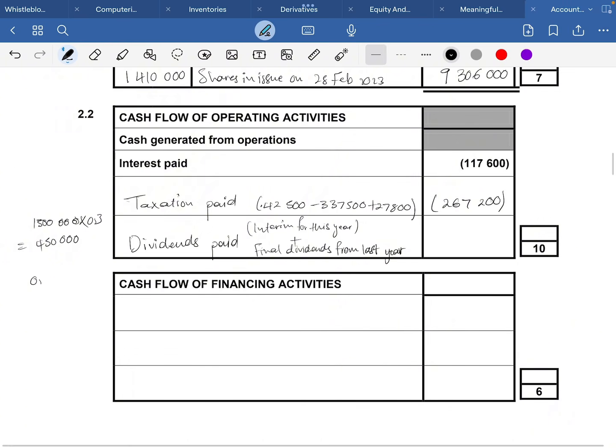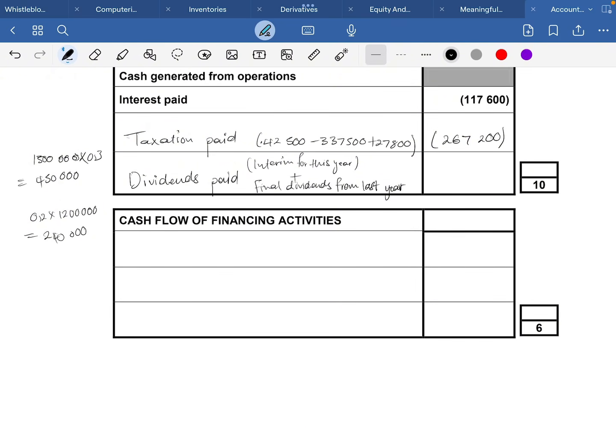And then the final dividends that we declared last year is 24 cents. But it only applies to 1,200,000 shares, because we remember that we only issued the 300,000 shares this year. So we declared on 1,200,000. So 0.2 times 1,200,000. Oh, I just realized that I made a mistake here, it's supposed to be 0.24. All right, let me quickly redo my calculation. 0.24 times 1,200,000. Okay, so that gives us 288,000.